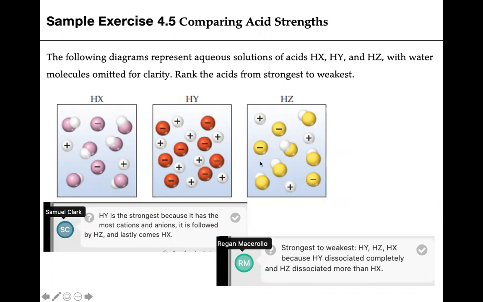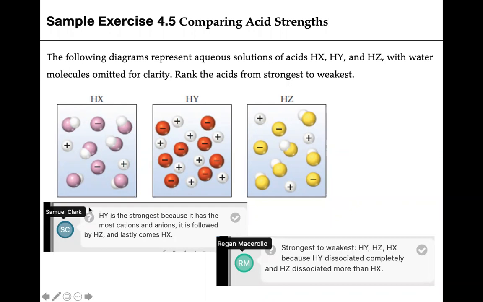And then a description of comparing the other two to how much they dissociated. I'm going to agree within that analysis. I see one of them, HY, I would call as strong because I only have ions present. I would call HX and HZ here weak because I see both molecules and ions present. And then Reagan is saying, well, look closely. Which one is dissociated more than the other one?